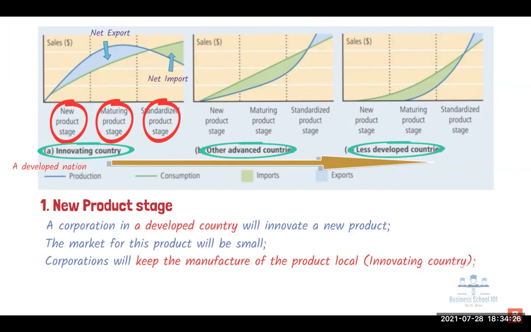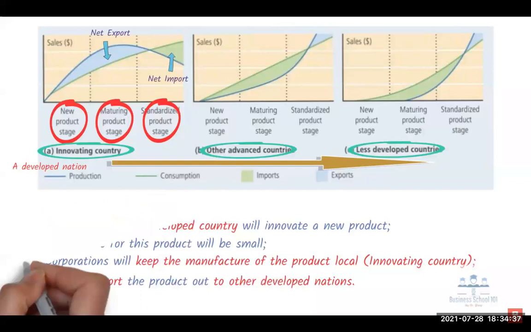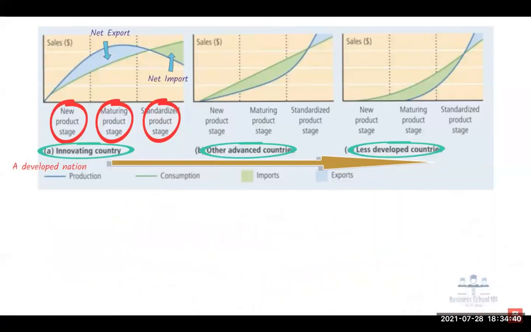As sales increase, corporations may start to export the product out to other developed nations to increase sales and revenue. This is a straightforward step towards the internationalization of a product because the appetites of people within developed nations tend to be quite similar.